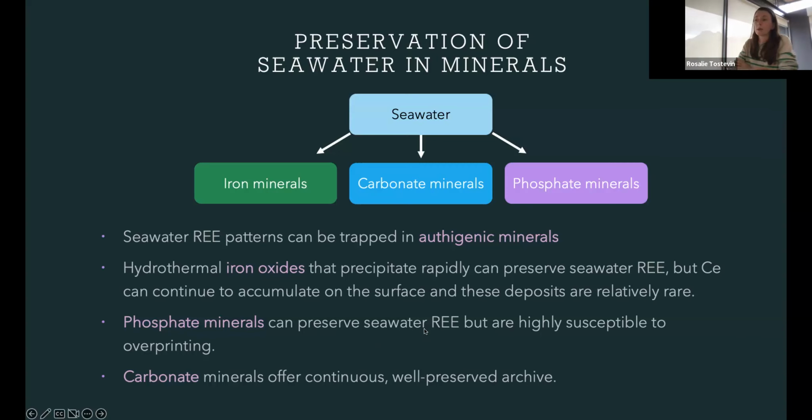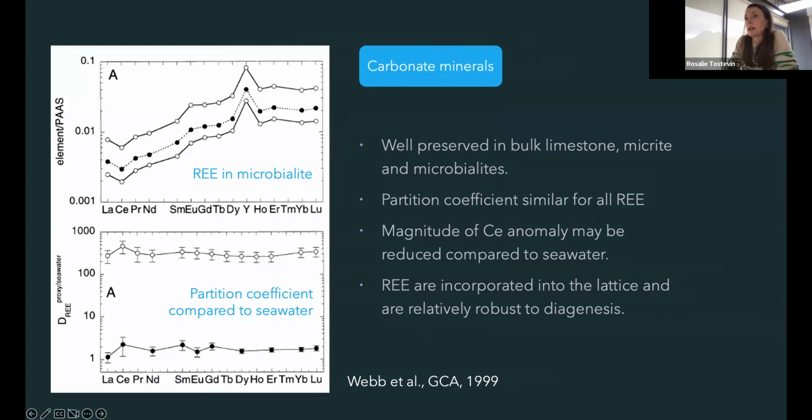So this is a classic paper by Greg Webb from 1999, and he measured rare earth elements in modern microbialites on the Great Barrier Reef and found that they nicely record seawater rare earth element patterns reasonably faithfully. He calculated the partition coefficient for each rare earth, and we can see that there's a very high partition coefficient, which is what we want to see, because remember, the concentrations in seawater are extremely low, and the higher the concentration, the easier it is for us to get good data. So there's a relatively high partition coefficient, and it's the same across the entire series.